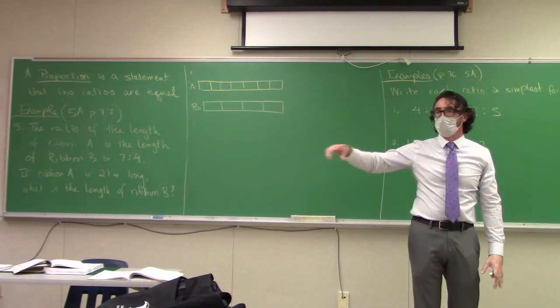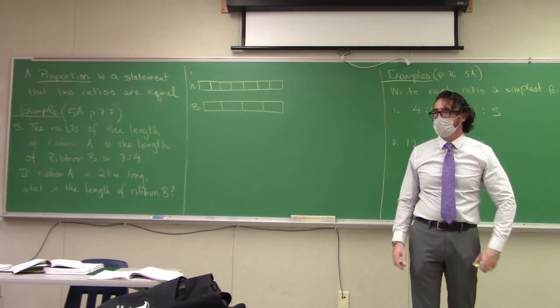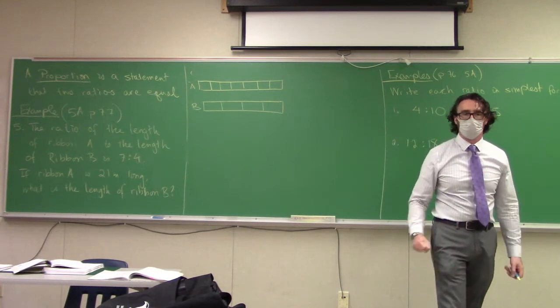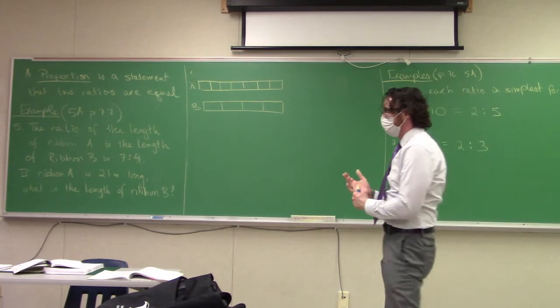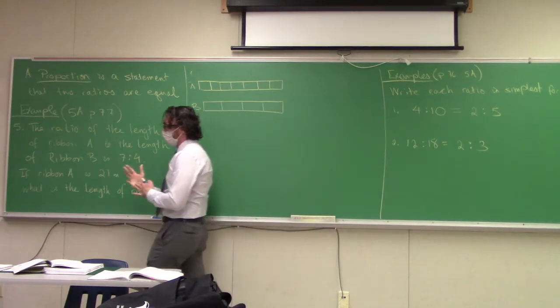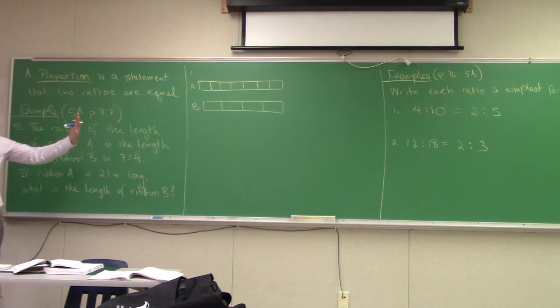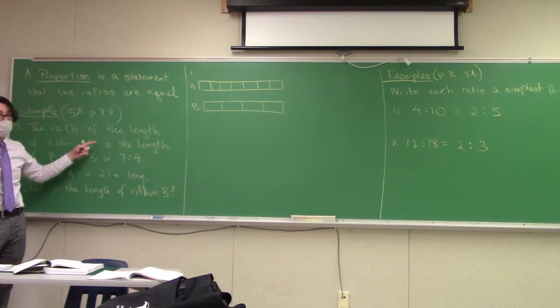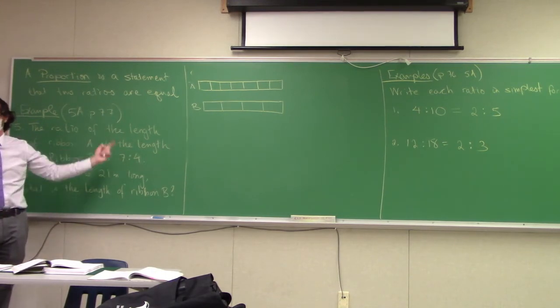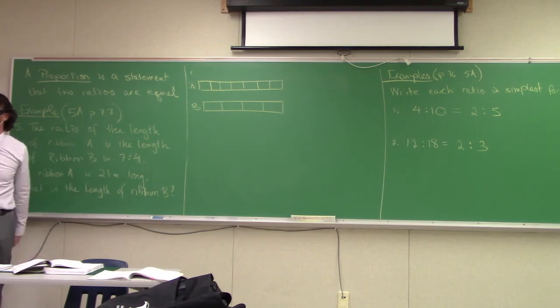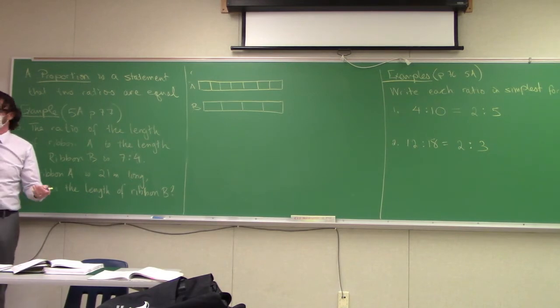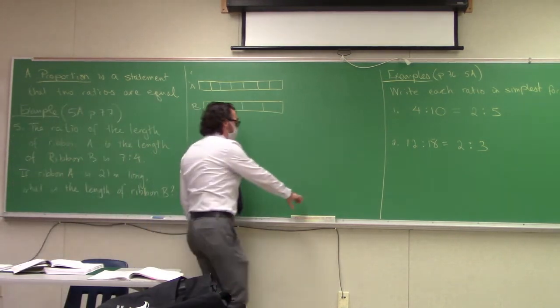Even though I broke ribbon B up into 4 segments, why isn't this a good picture? Because they're not equal length. Okay, right. The picture I have implies ribbon B is the same length as ribbon A. That's not right. It said the length of ribbon A is to the length of ribbon B as 7 is to 4. Okay, so ribbon B is almost twice as long as ribbon A. In other words, my picture should look like this.